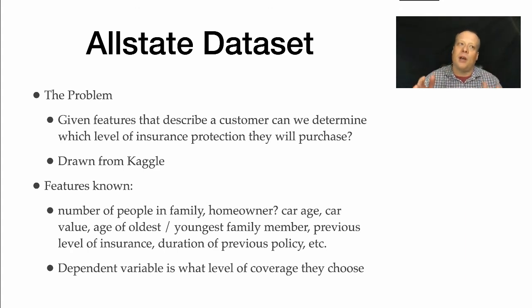Whereas if Allstate gives them an offer and they're like, nah, that's not quite what I want, and they look at a new offer, and they play around with some different filters and things like that, and look at another offer, like, that's not quite what I want, the more times they do that, the less likely they are to purchase. So, in this data set, we have a bunch of different example data. We have the number of people in the family, whether or not the person looking is a homeowner, the age of their car value, the age of the oldest and youngest family members, their previous level of insurance, and the duration of their previous policy, among others.